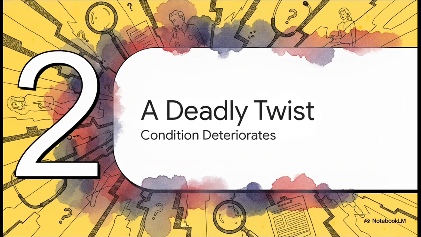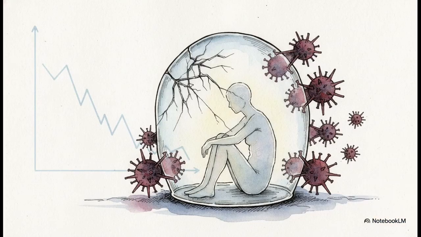Section 2. A deadly twist. Just as the doctors are running completely out of options, the situation suddenly takes a rapid, terrifying turn. Brandon's condition doesn't just get a little worse, his white blood cell count completely crashes. His body's primary defense system entirely shuts down. He is now severely immunocompromised and requires immediate protective isolation.